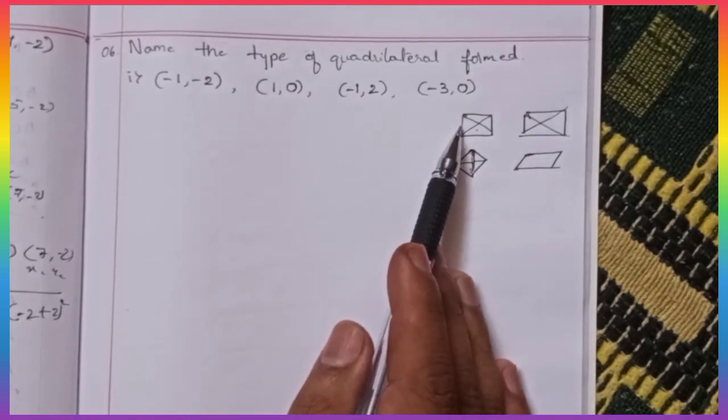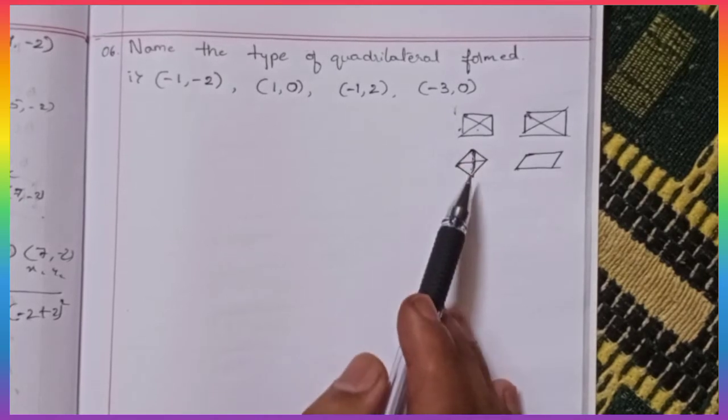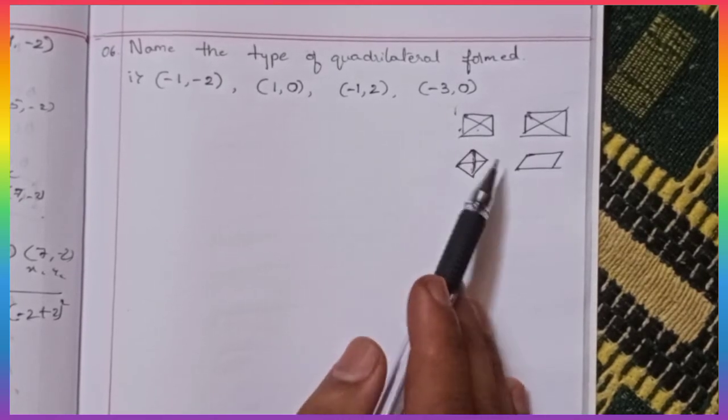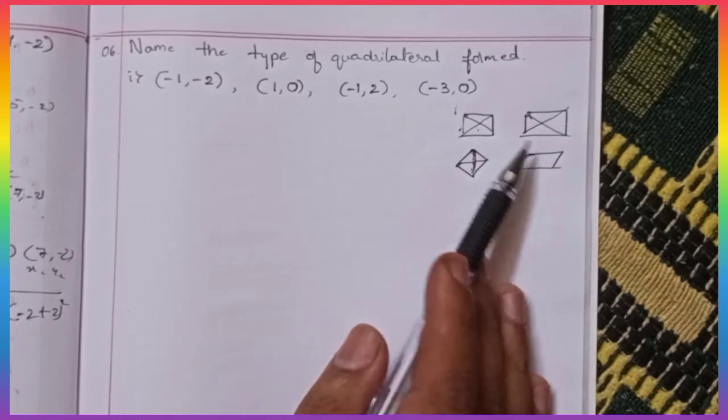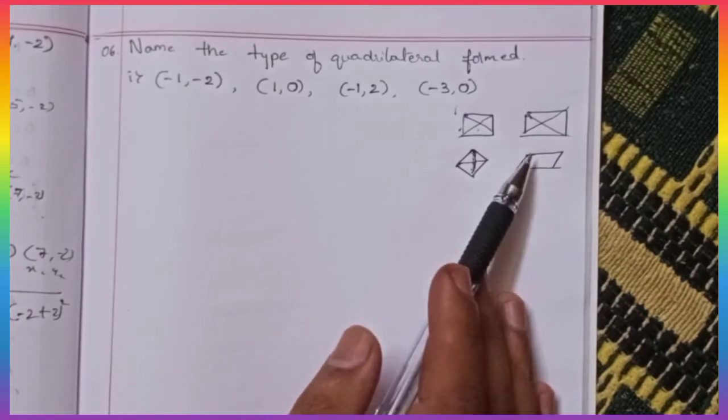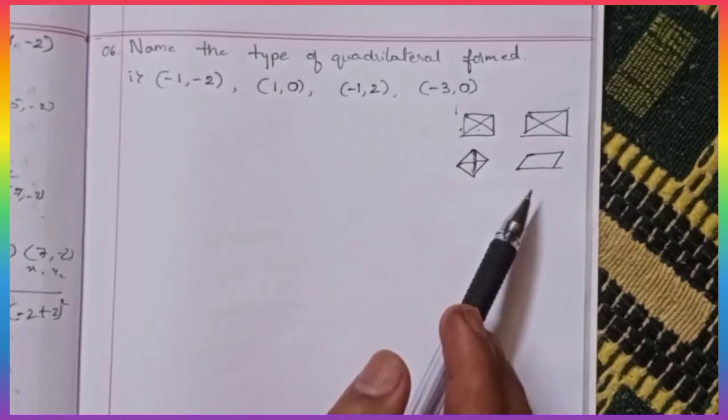So, if all four sides are equal, then we need to check the diagonals to see whether it is a square or a rhombus. Similarly, if the opposite sides are equal, we need to check the diagonals to identify whether it is a rectangle or a parallelogram.